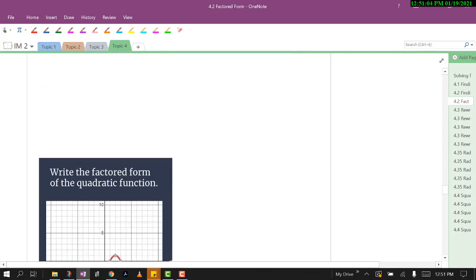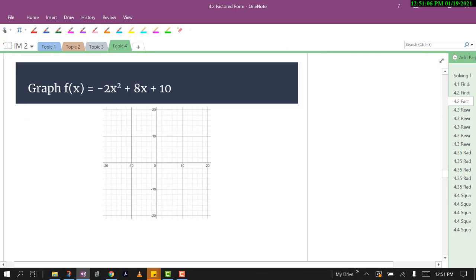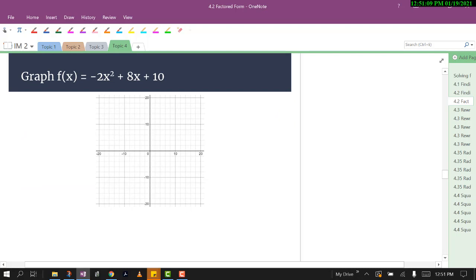Alright, we got another one here. Graph negative 2x squared plus 8x plus 10. So we're just going to go through those same exact steps. First, set it equal to 0.